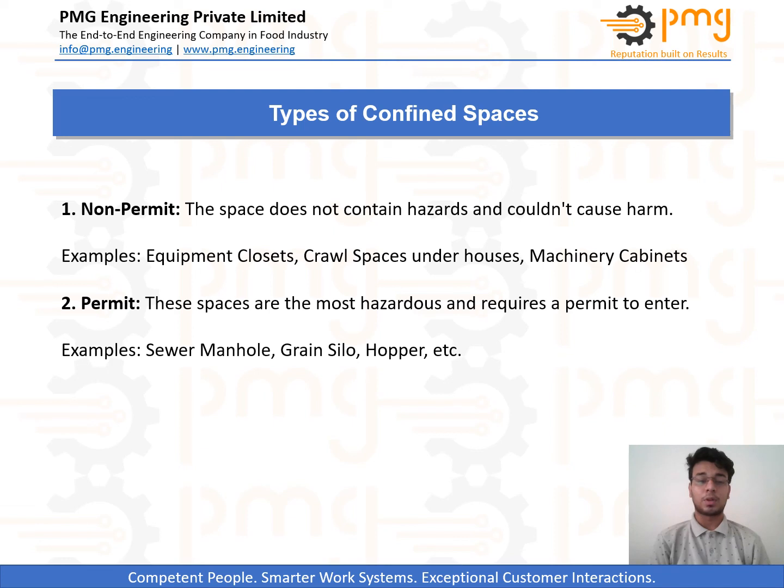But in permit confined spaces, a permit is required. A permit is nothing but a written safety checklist that is completed before one can enter into the confined space. The permit ensures that all the hazards are removed from the confined space before one enters. Some examples are sewer manholes, grain silos, and hoppers.